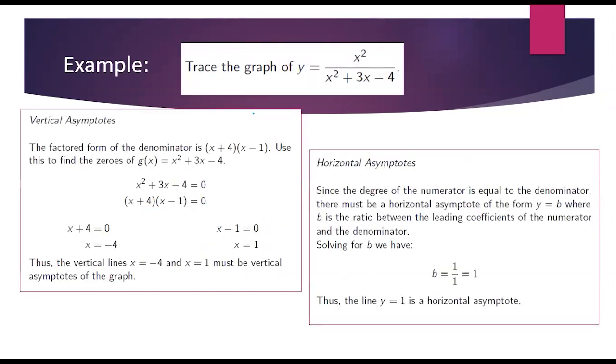So given this particular rational expression, for the vertical asymptotes, we need to consider your denominator, x squared plus 3x minus 4. Again, we have to find the zeros of this denominator by equating this to 0.